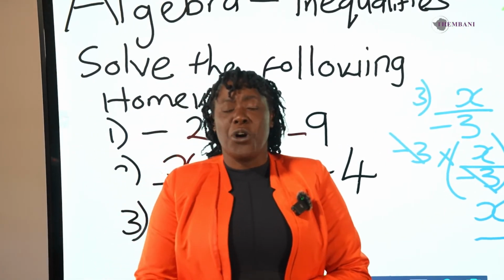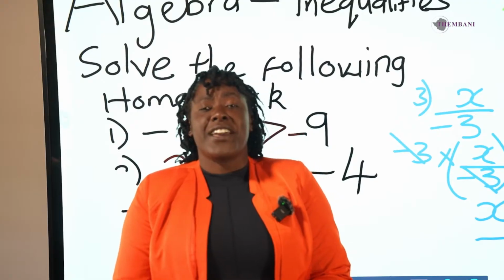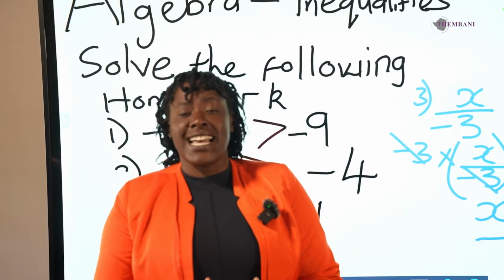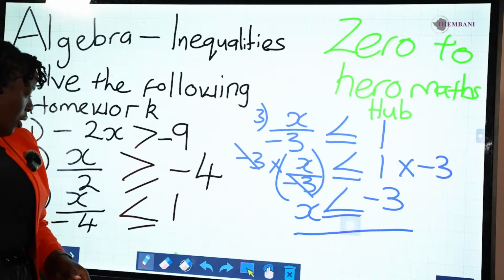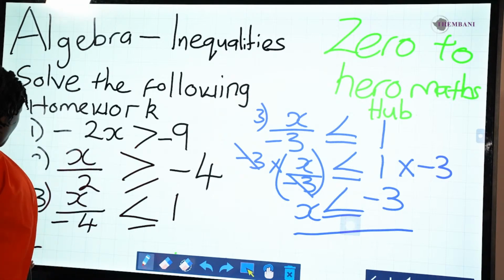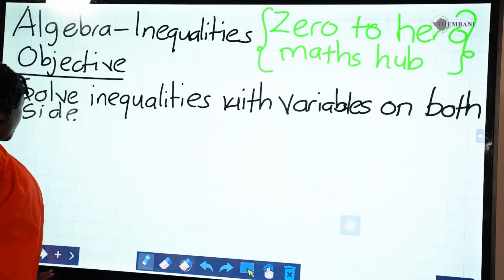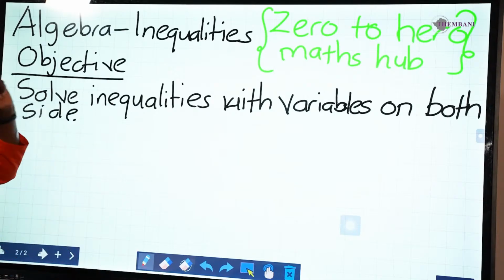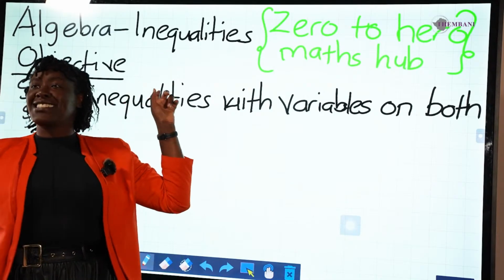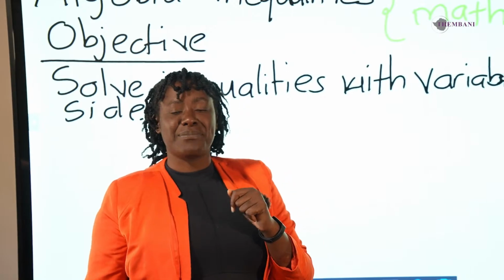But now we are moving on to inequalities where we have variables on both sides. By variables, I mean letters. So we want to look at inequalities where we have variables on both sides. Remember, we are from 0 to hero, where math is made simple.